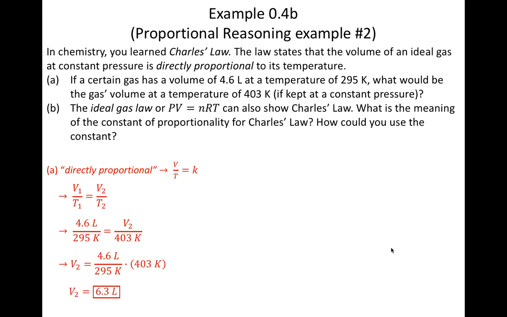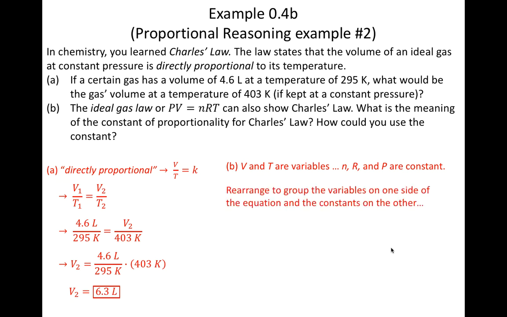Part B asks us to examine the ideal gas law to find the meaning of the constant of proportionality for Charles' law. In Charles' law, volume and temperature are considered to be the variables, and therefore N, R, and P must be considered to be constants. If we rearrange the gas law to group the constants on one side of the equation and the variables on the other side, then it yields this result.